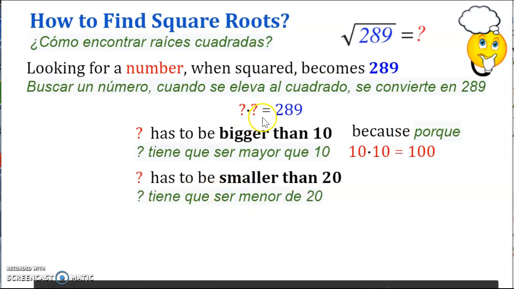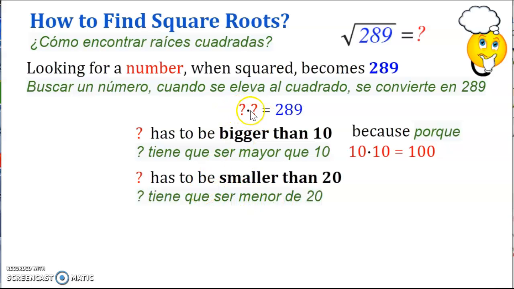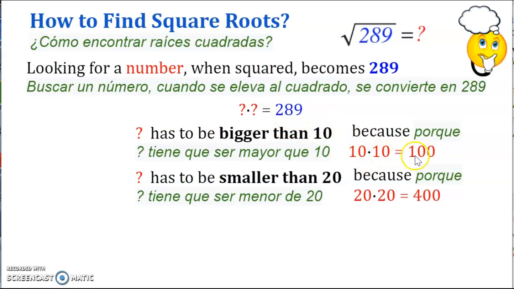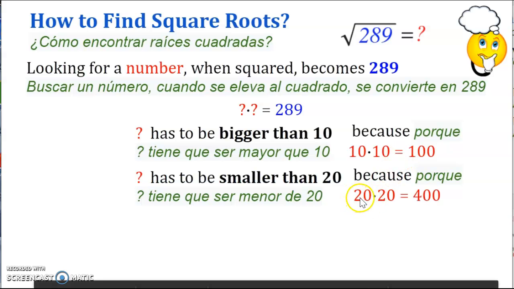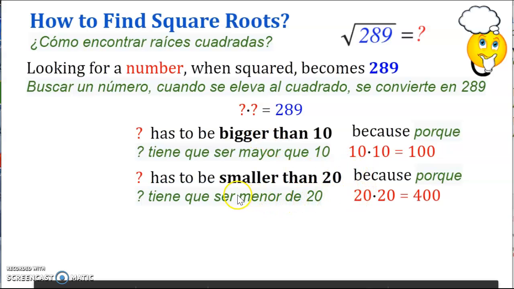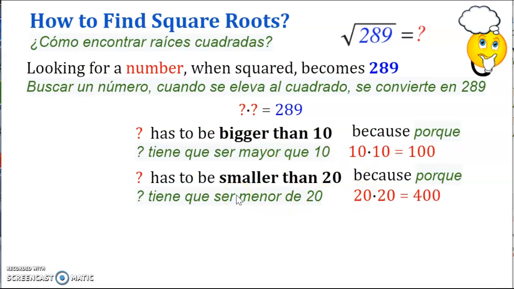But if we think the number is like 20, 20 times 20 is going to give me 400. So 289 is bigger than 10 times 10, but smaller than 20 by 20. So it's somewhere between 10 and 20. The side length has to be somewhere between 10 and 20.